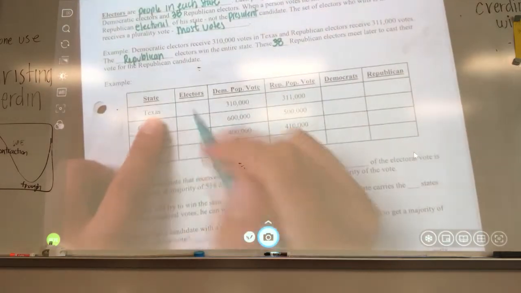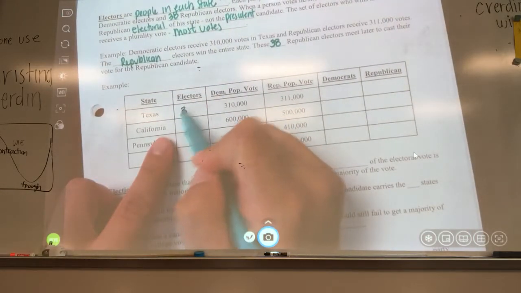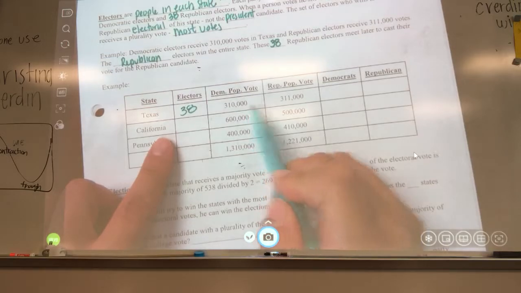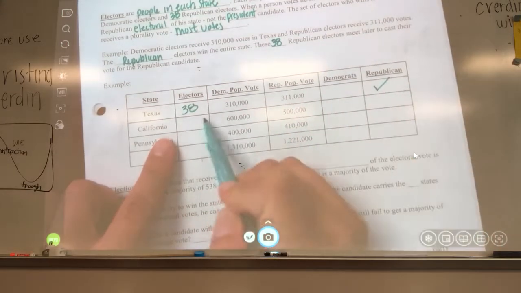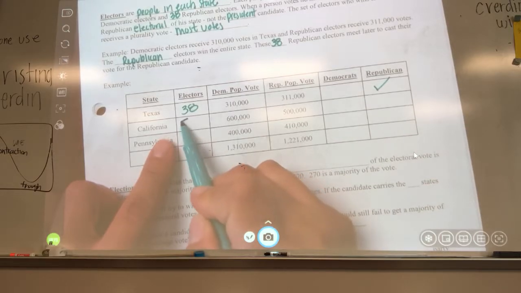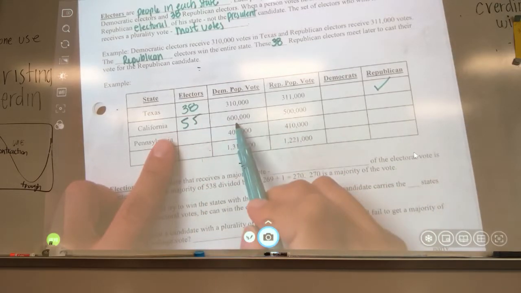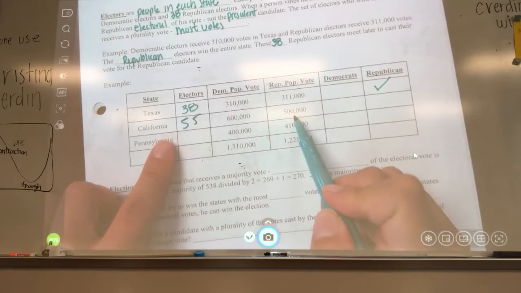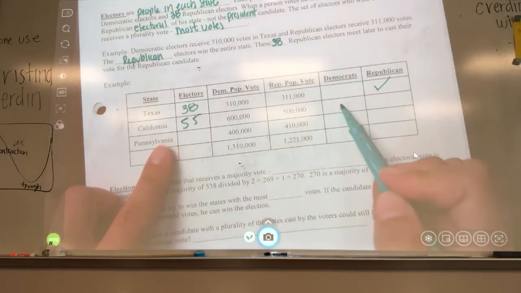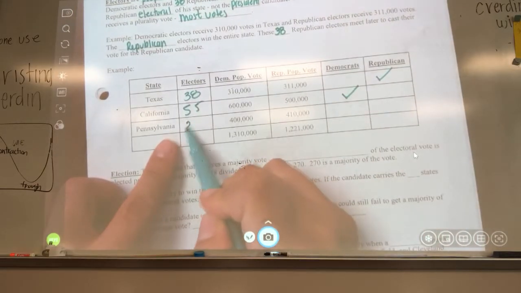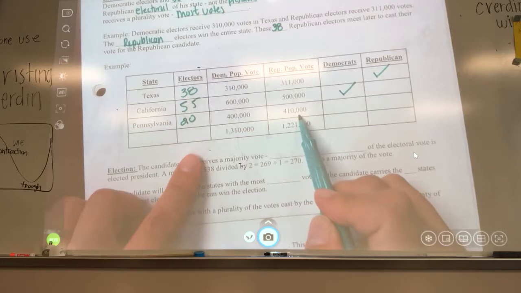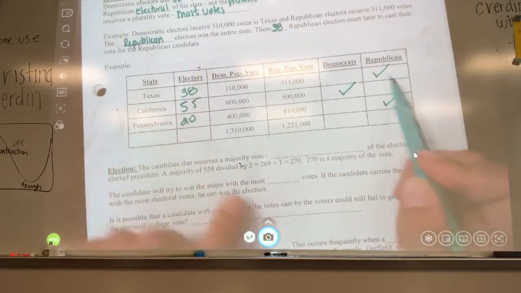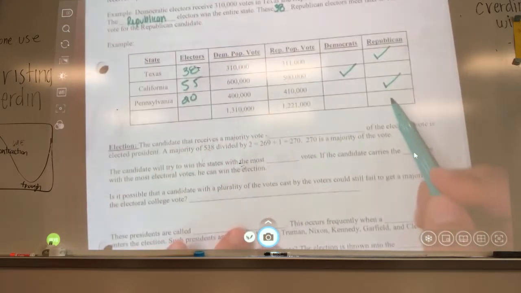So, how many electors did Texas have? 38. Who wins? Democrats or Republicans when I look at this number? Republicans. How many did California have? 55. Let's look at these numbers. They have 600,000 and 500,000 Republican. Who wins? Democrats. Pennsylvania has 20. Who wins? 400,000 or 410,000? So the Republicans win. Overall, in this system, who would win?